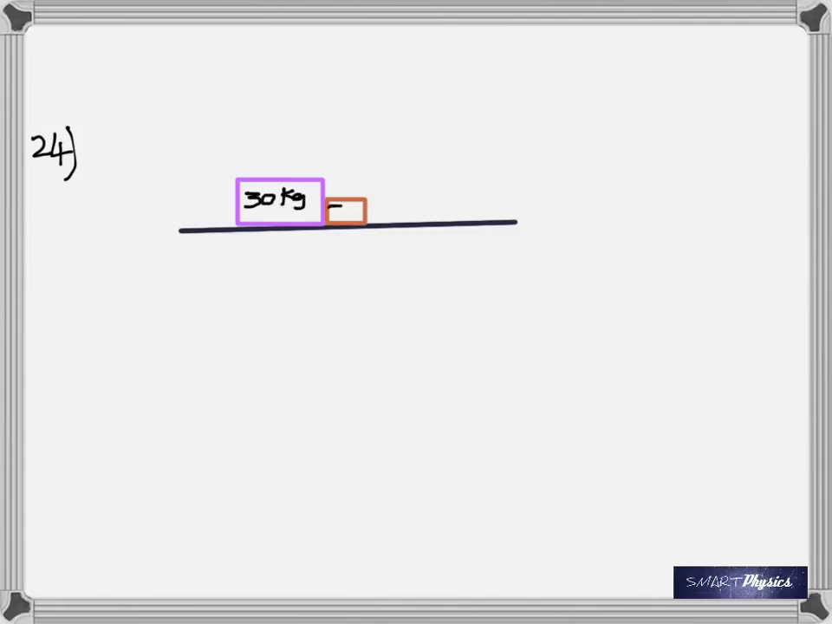Those are the two objects, 30 and 7. It's going to the east, 2 meters per second. I mean, that's acceleration. And you're asked to find the acceleration of the other one. Isn't that what we're asked to do?